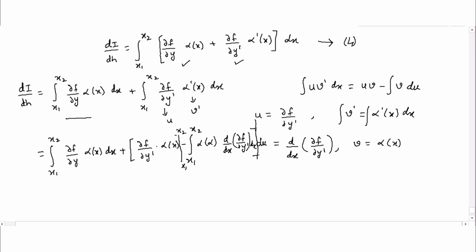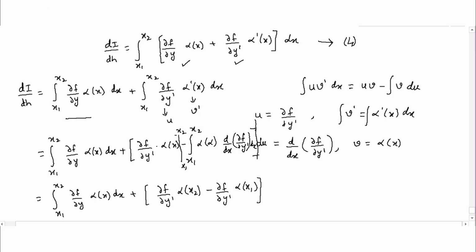So this will be equal to the integral of x1 to x2 of ∂f/∂y into α(x) dx plus. Now suppose I want to apply the upper and lower limit values. In this case it will be α(x2), so let's apply the upper limit value. This is ∂f/∂y' into the upper limit value, which in this case is α(x2), upper limit value, minus the lower limit value. Once again, this ∂f/∂y' will be as it is. Applying the lower limit, α(x) value will be x1. Upper limit minus lower limit, minus.